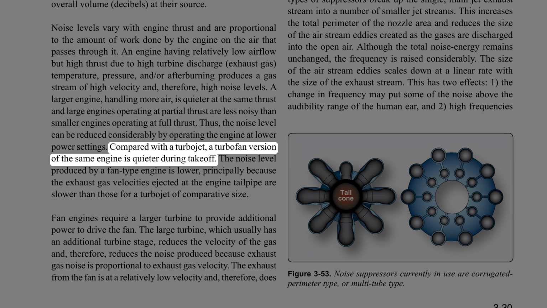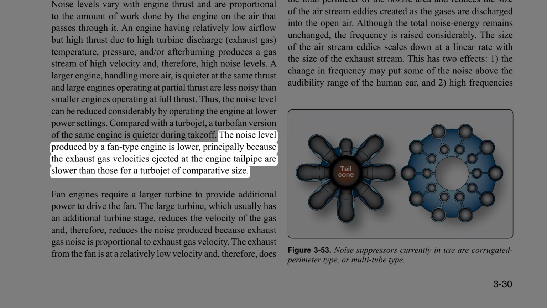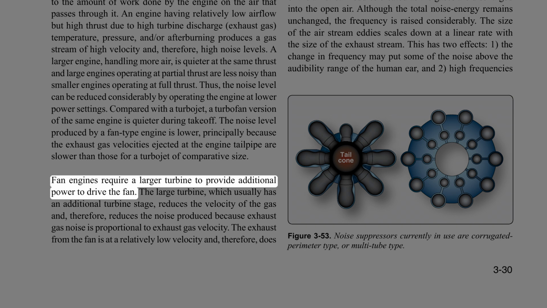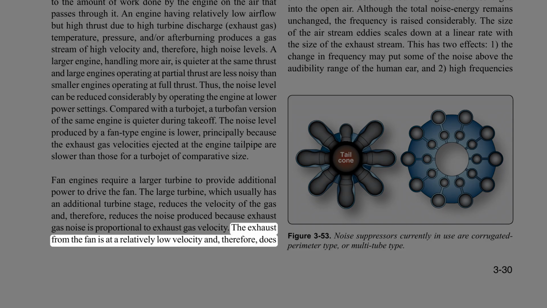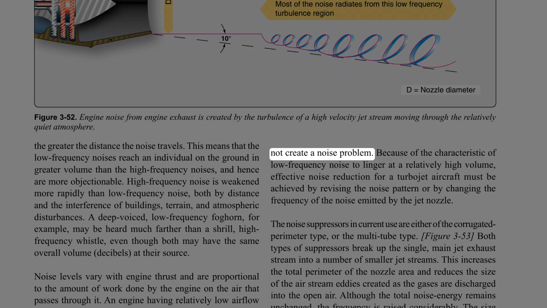Compared with a turbojet, a turbofan version of the same engine is quieter during takeoff. The noise level produced by a fan-type engine is lower, principally because the exhaust gas velocities ejected at the engine tailpipe are slower than those for a turbojet of comparative size. Fan engines require a larger turbine to provide additional power to drive the fan. The large turbine, which usually has an additional turbine stage, reduces the velocity of the gas and, therefore, reduces the noise produced because exhaust gas noise is proportional to exhaust gas velocity. The exhaust from the fan is at a relatively low velocity and, therefore, does not create a noise problem.